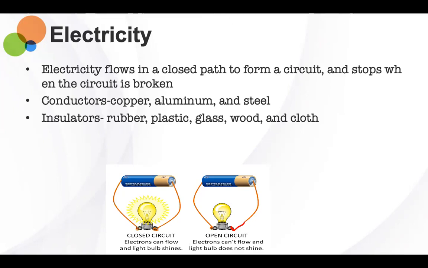And we have insulators over here. Insulators such as rubber, plastics, glass, wood, and cloth. All right, these are all insulators. And if you realize the electric wires, they are covered in what exactly? What is on the outside of the wires? Rubber. Right.